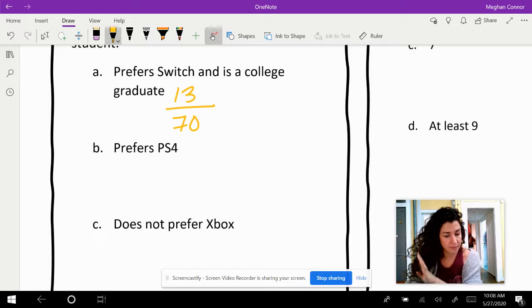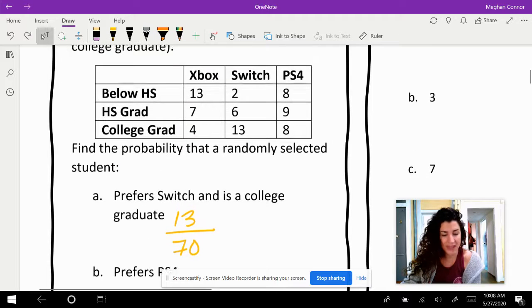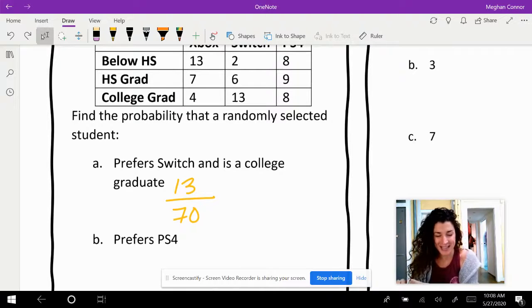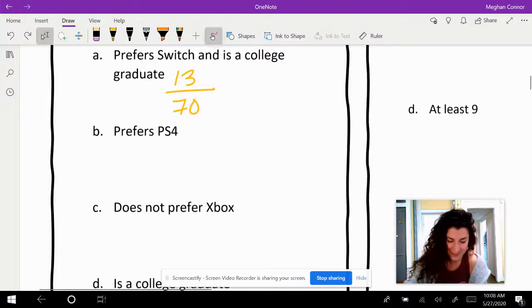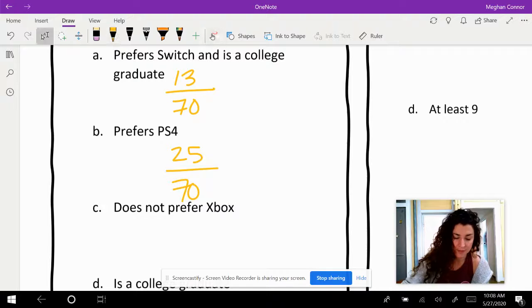Right? No. 8 plus 8 is 16, plus 9 is 25. So that's 25 out of 70. We could simplify it, but it's not that big of a deal.